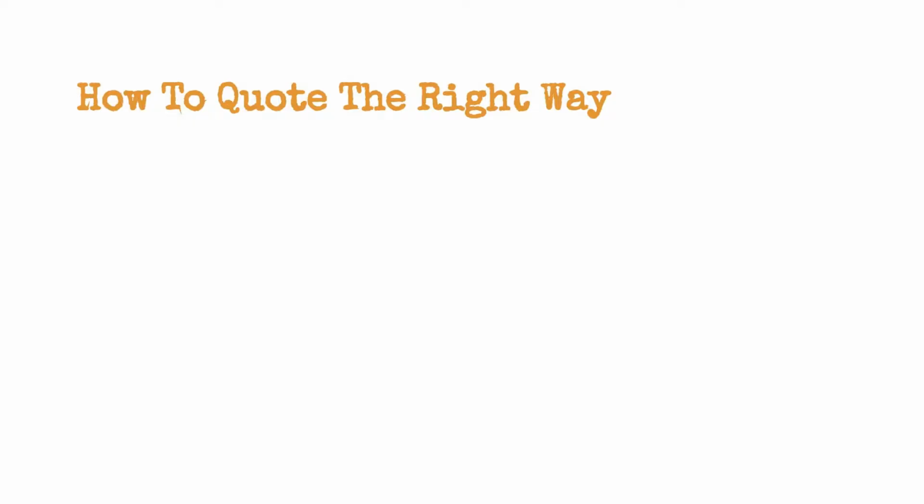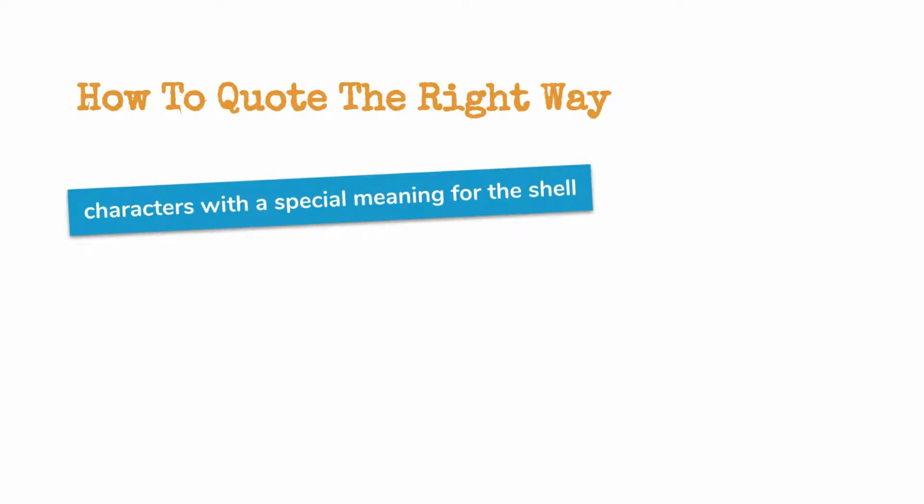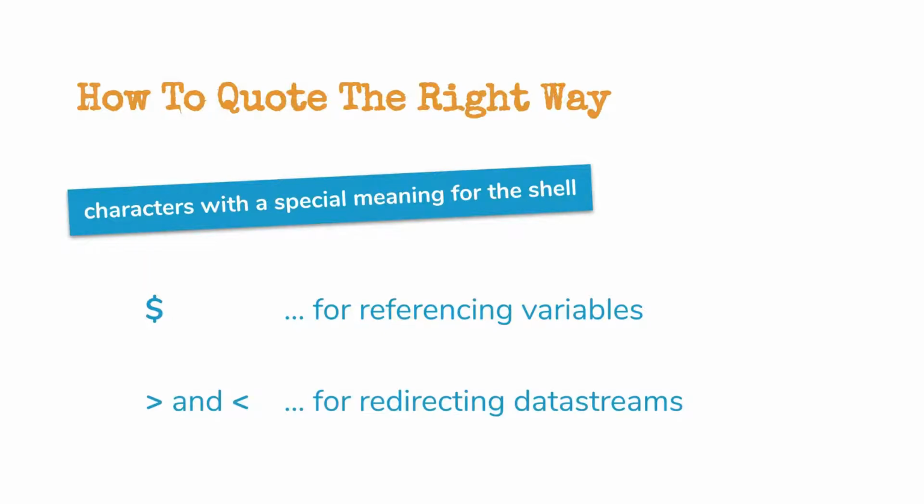Okay, so how to quote the right way? Let's start from the beginning. As you know, there are characters at the command line that simply have special meanings for the shell. Take for instance the $ sign. You use the special character to reference a variable. Or take the characters for redirecting data streams to and from files. Yeah? The greater than and the lower than sign. So you know these characters and you use them typically to trigger a special behavior of the shell. But if you don't want to trigger this special behavior, if you want to use these characters just as the characters they are, you have to mark them for the shell.